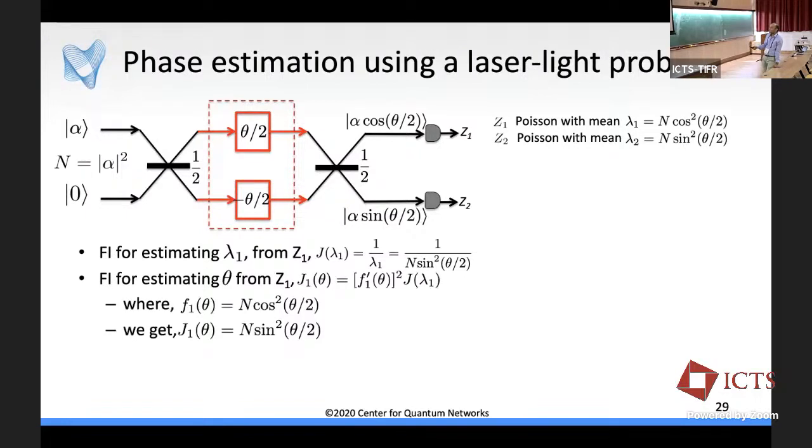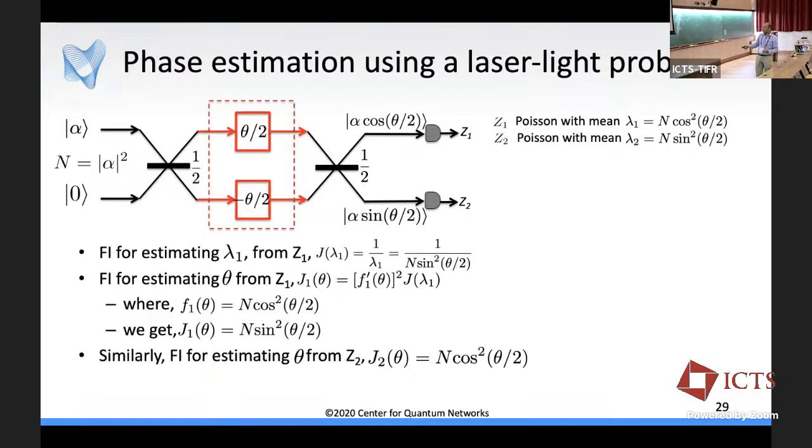And then I also told you this Jacobian rule. What if I don't care about lambda 1? I actually care about theta. So I want to calculate the Fisher information of theta. It will be equal to the Fisher information of lambda 1 times the square of the derivative of this function, f1 of theta, with respect to theta. If you do this math, again just a couple of lines, you will get J1 equal to n times sine squared theta by 2. Is that clear? So I'm just calculating the Fisher information for estimating theta from the Fisher information for estimating lambda 1 using that Jacobian rule.